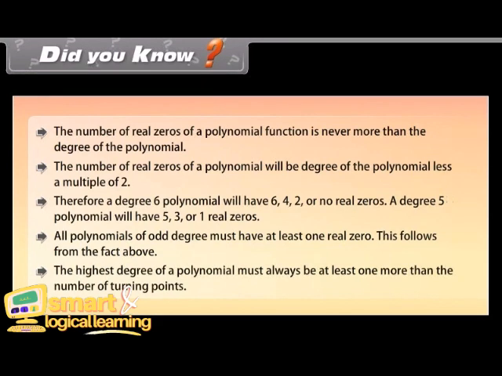The degree of a polynomial must always be at least one more than the number of turning points.